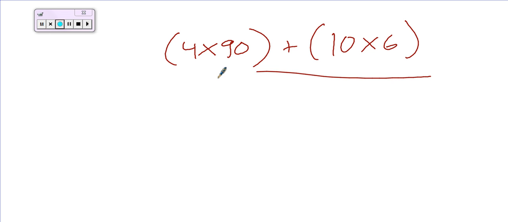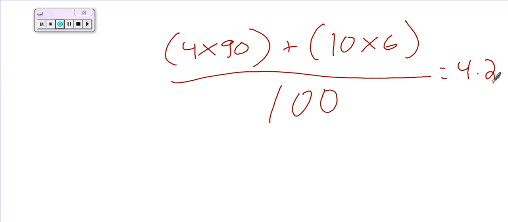Okay, so that's going to be divided by 100, because there's 100 total, right? But I have 2 averages here, so I unaveraged them. That's 420 divided by 100. So you get 4.2. Yep. Right? Does that make sense?